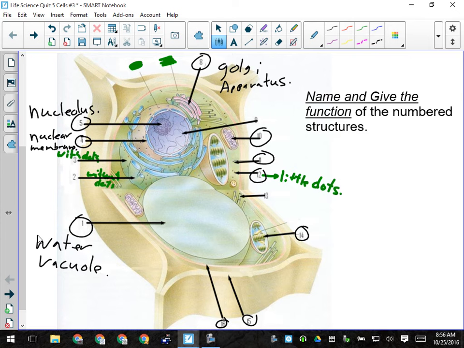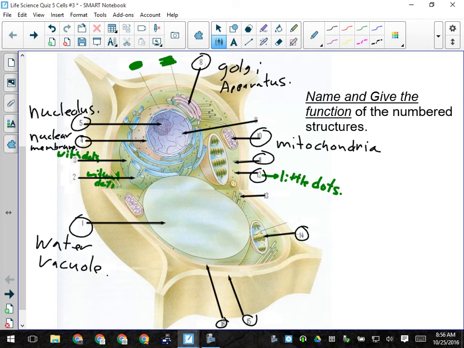All right, number 10, what are we looking at? Mitochondria. Mitochondria carries out cellular respiration, burns sugar for energy. Okay.